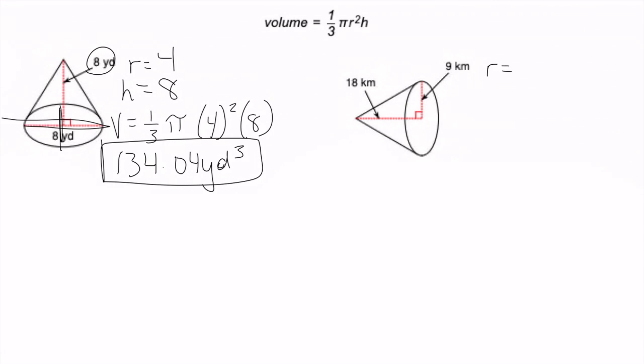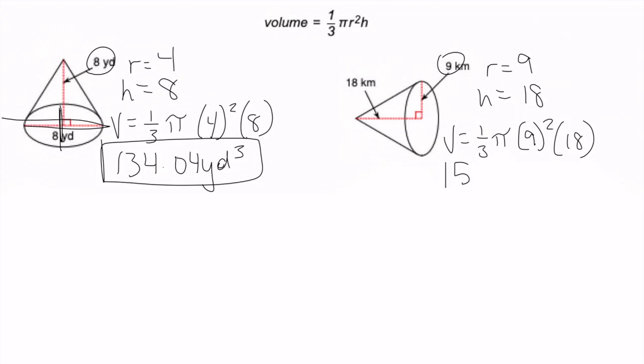All right, last one. We have a radius of 9 and a height of 18. Volume equals 1/3 pi times 9 squared times a height of 18. Plug all that in, we get a volume of 1,526.81 kilometers cubed. And that'll be it for cones.